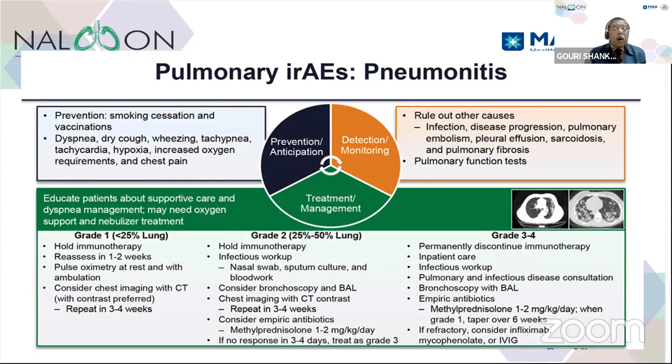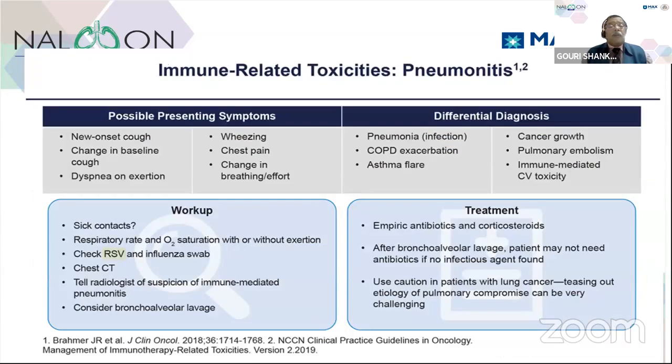Grade one: hold immunotherapy, reassess in 2 weeks, pulse oximeter at rest, and a 6-minute walk test. That's very important. Consider chest x-rays and CT scans. Grade two: hold immunotherapy, infectious workup, consider bronchoscopy and BAL, treat and consider using steroids. Grade three and four: don't use the drug again. Inpatient care, infective workup, empirical steroids, and if it's refractory, switch over to mycophenolate.